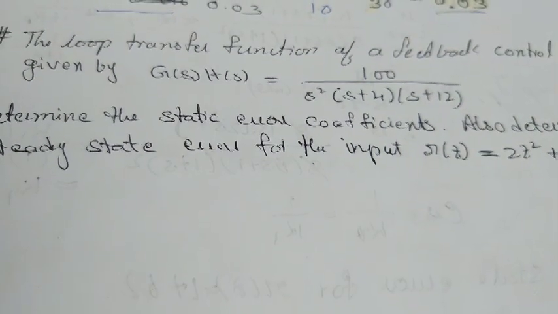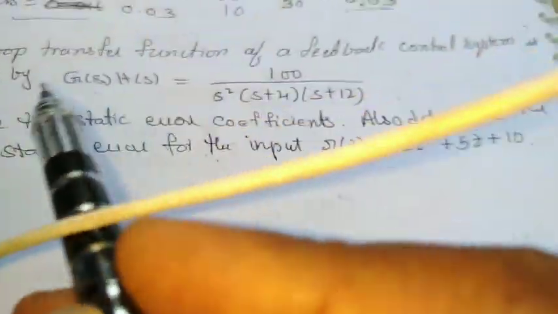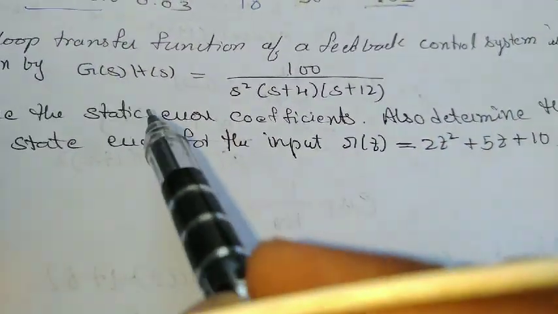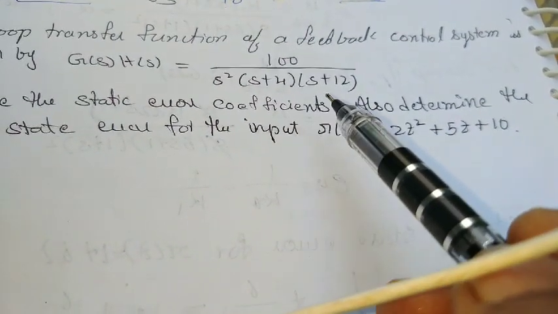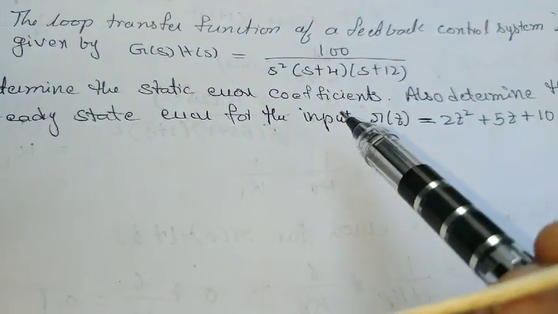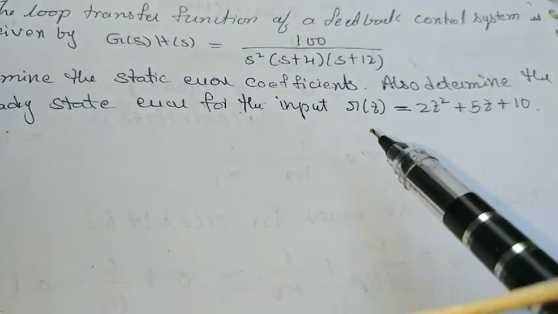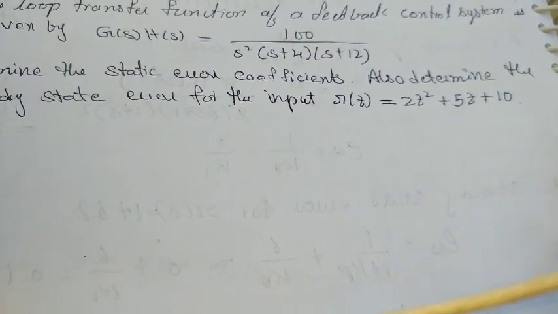Good day everyone. Today we will discuss some problems on the steady state error. The open loop transfer function of a feedback control system is given by G(s)H(s) = 100 / (s square into (s plus 4) into (s plus 12)). Determine the steady state error coefficients and also determine the steady state error for the input r(t) equals 2t square plus 5t plus 10.